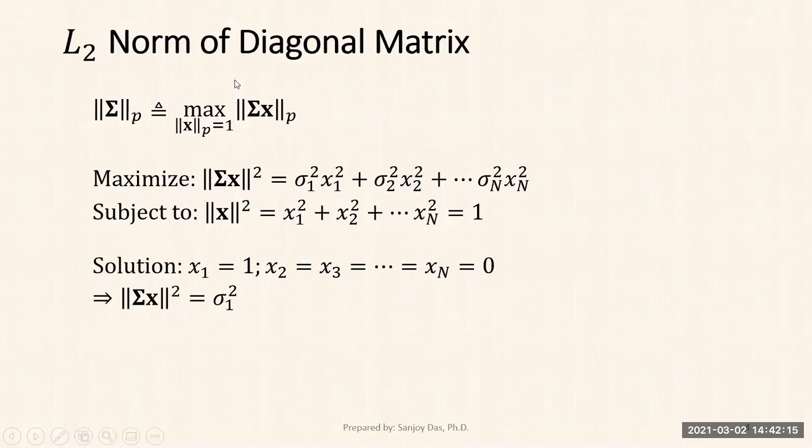Whence, what is this? The norm of sigma x is the square root of this, so sigma 1, correct? And so what's the norm of sigma? This lowercase sigma 1. Are you guys with me so far?